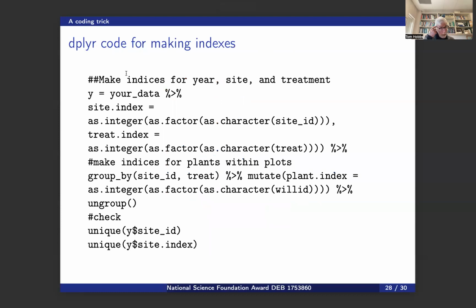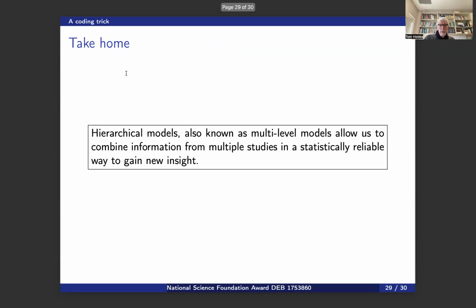So here's some dplyr from the tidyverse package on how you make indices. I'll just leave this up to your study. This is, of course, in the notes that are on my GitHub site. So the take-home message from this video is that hierarchical models, also known as multi-level models, give us tremendous power to aggregate information from multiple studies in a statistically reliable way to gain insight across all of the studies.